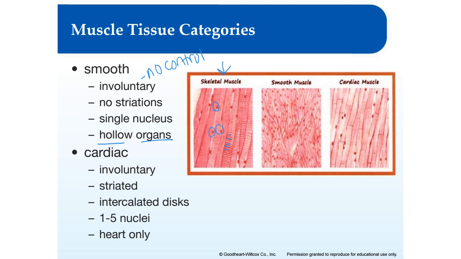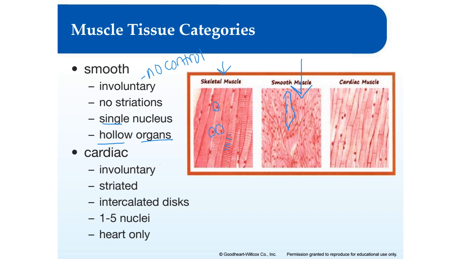There are no striations on this. So if you look at the smooth muscle here in the second picture, and if you think back to your microscopes where we looked, there were no stripes or striations. Remember those cells, they got kind of pointy at the ends, spindle shaped, and they're only going to have one nucleus.